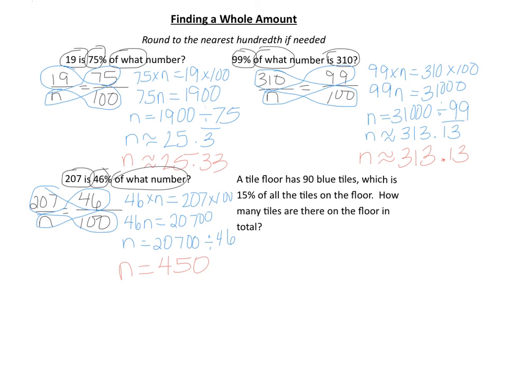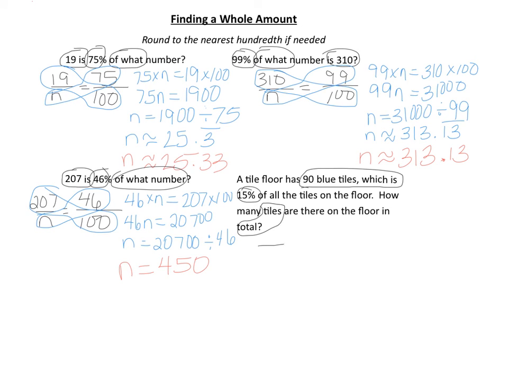Now let's put this into effect in a word problem. A floor has 90 blue tiles, which is 15% of all tiles on the floor. How many tiles are there on the floor total? Let's read it again and circle the information we know. A floor has 90 blue tiles, which is 15% of all the tiles on the floor. How many tiles are there total?